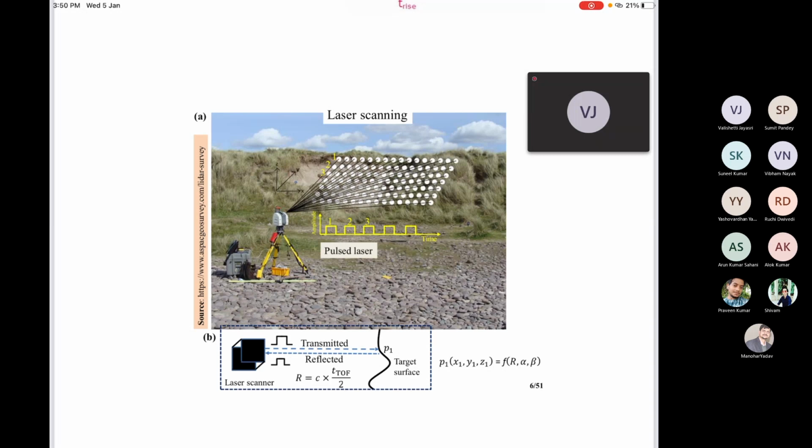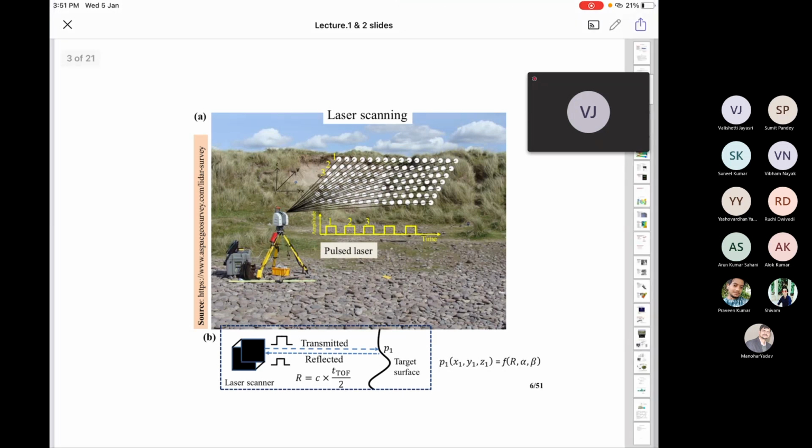You see the first laser pulse, second, third, fourth, and the remaining laser beams are fired in different directions. Generally we consider those points to be uniformly distributed because the angular separation is uniform. Once the first laser beam is fired, then the second, then the third, the angular separation is constant.